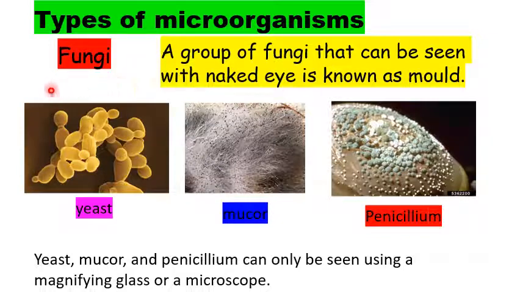The first one is fungi. A group of fungi that can be seen with the naked eye is known as mold. Here, the examples of fungi are yeast, mucor, and penicillium. For yeast, mucor, and penicillium, they can only be seen using a magnifying glass or a microscope.